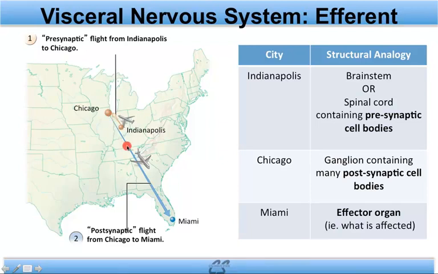And so then that second flight can take off to Miami. Maybe Miami is the intestine, and you want to move that food along. Maybe Miami is the heart, and you want to speed up the heart or slow down the heart. What we're saying here is in order to affect an organ, in order to have a motor effect on an organ, you always will need from the spinal cord to the organ two neurons to do it. Okay. Now, from spinal cord to brainstem, again, just to reiterate that.